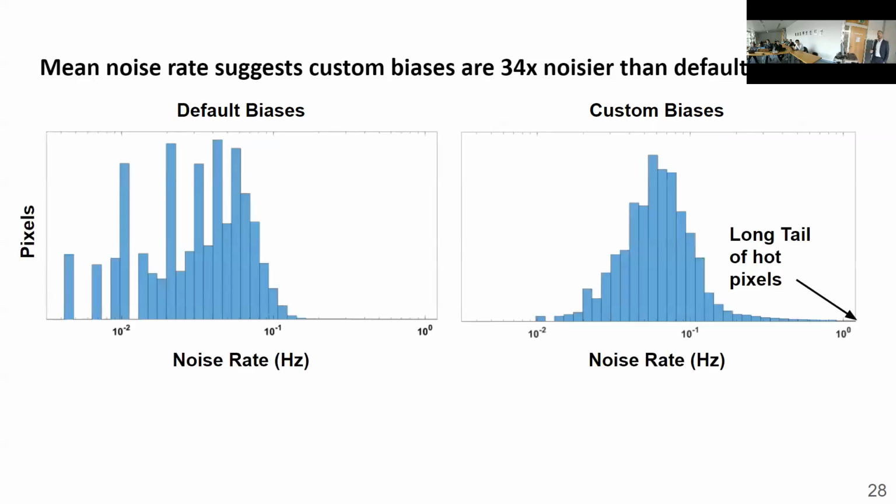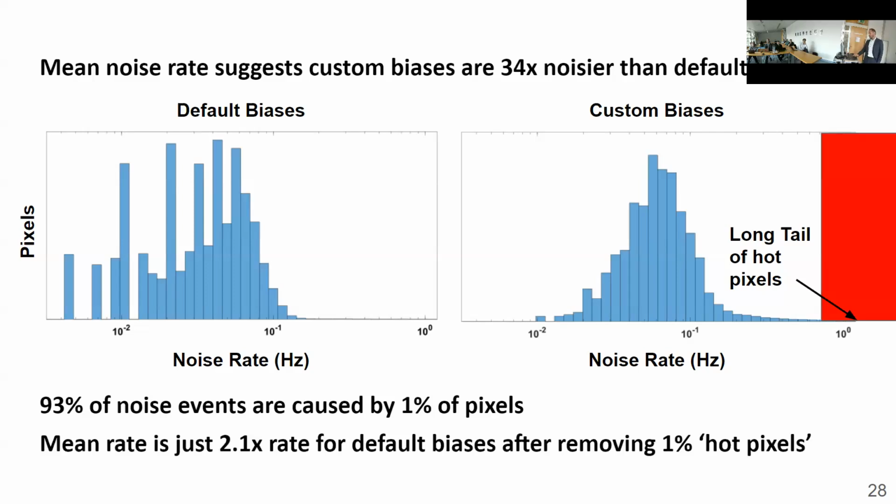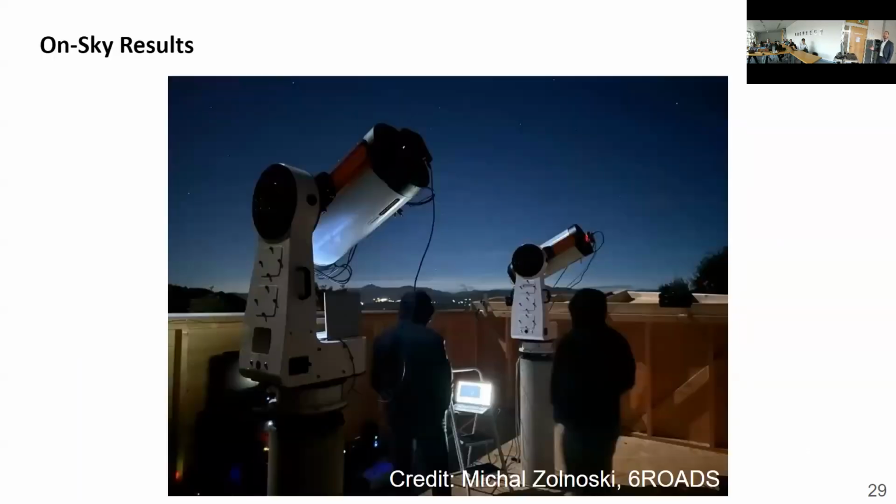But if I look at the distribution, it tells a different story, right? I have this long tail of hot pixels that are dominating the noise rates. And in fact, if I dig a little further, I see that 93% of the noise events in this recording are caused by just 1% of the pixels. So if I can get rid of 1% of my pixels and I adjust my mean noise rate as a function of that, I realize that I've really only doubled my effective noise rate and achieved over a 2.5 times increase in my sensitivity. So let's look at this on sky.